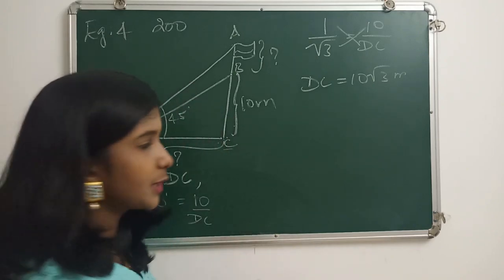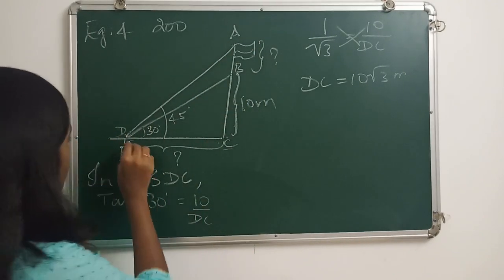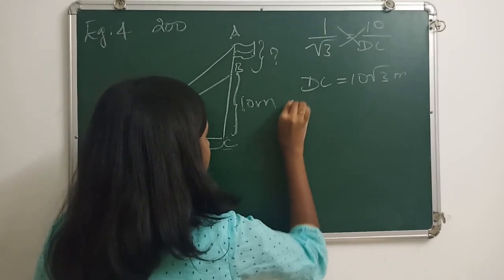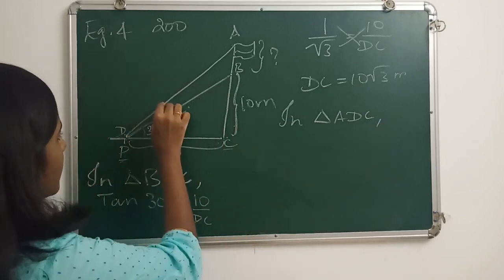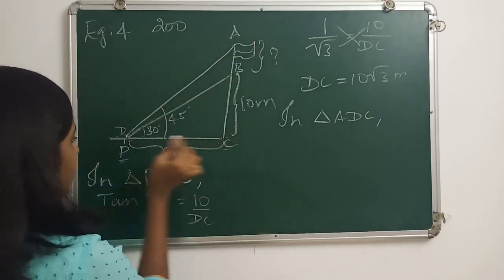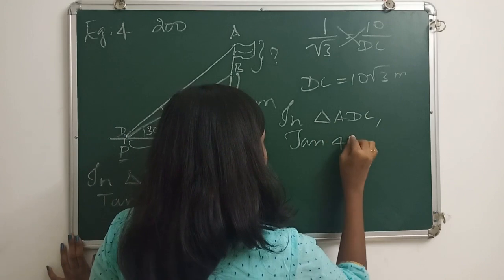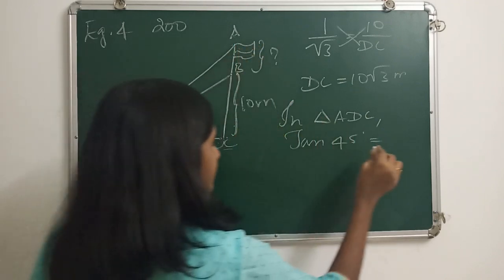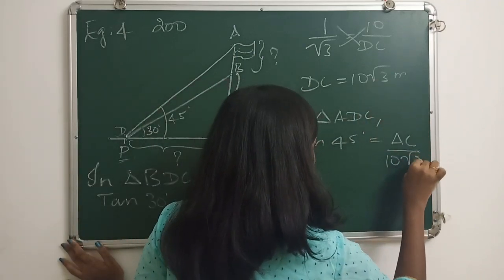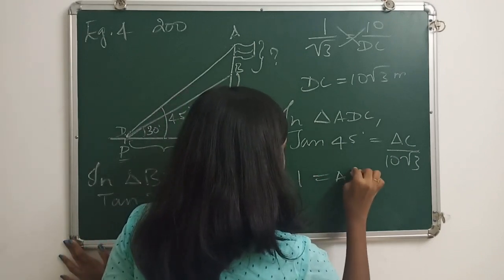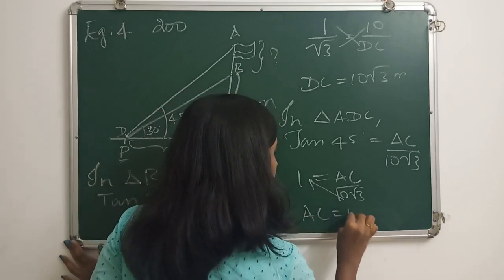We have answered the one question. Now for the second question, that is the value of AB. First we have to find the value of AC. Now let us take the triangle ADC. In triangle ADC, we have tan 45 equal to AC divided by DC. Now tan 45 is equal to AC divided by DC, which is 10 root 3, we know. Now tan 45 is 1. If we bring this here, we get AC to be equal to 10 root 3 meter.